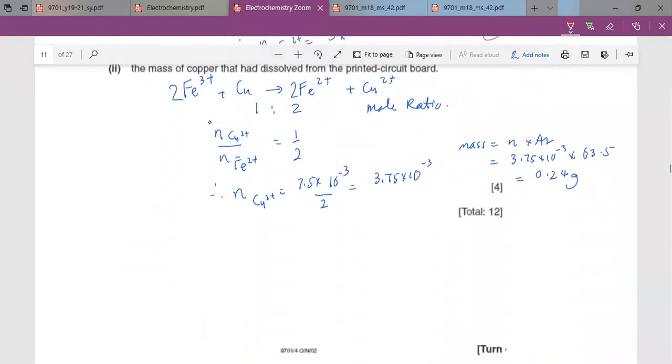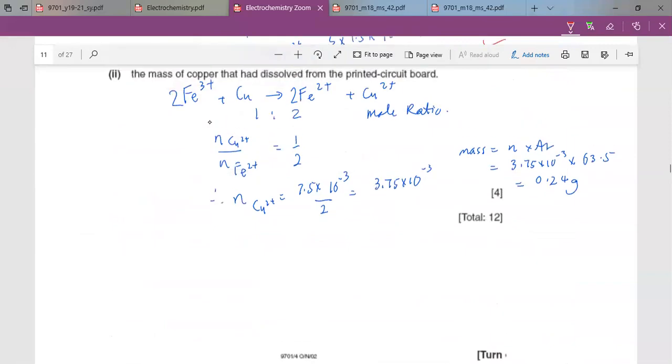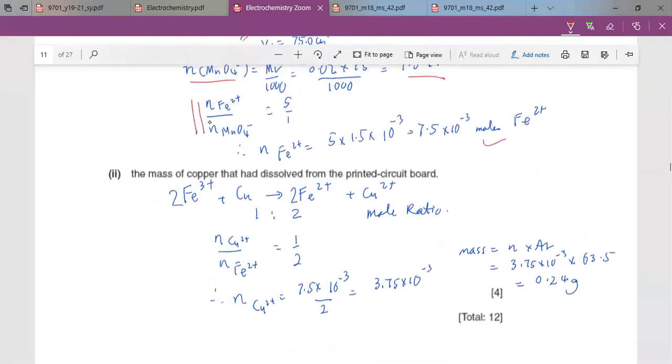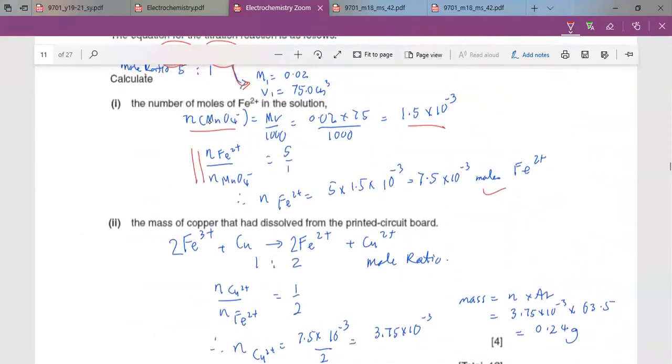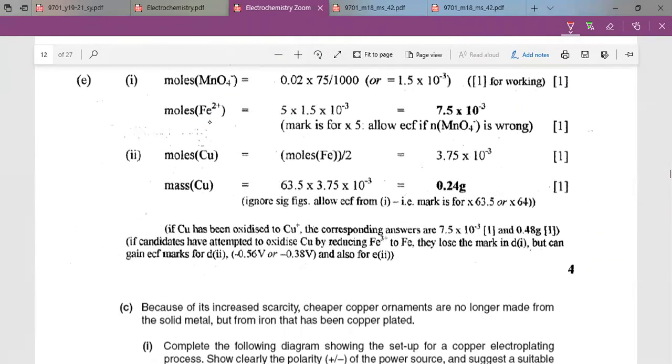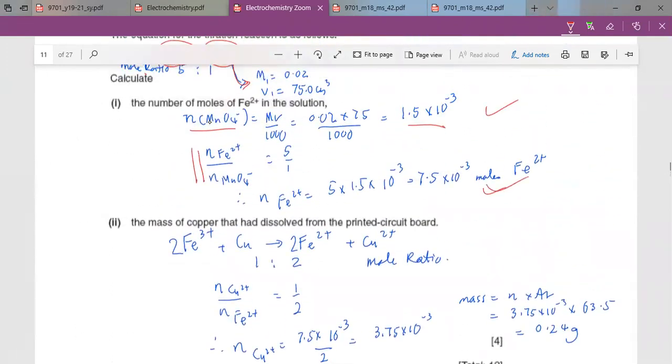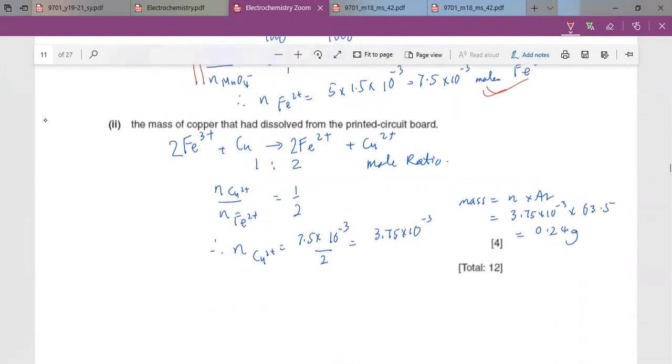So now let's look at the marking scheme. The number of moles of KMnO4, 1.5 × 10^-3, is not here. And then the moles of iron 2+ is 7.5 × 10^-3, 2 marks.